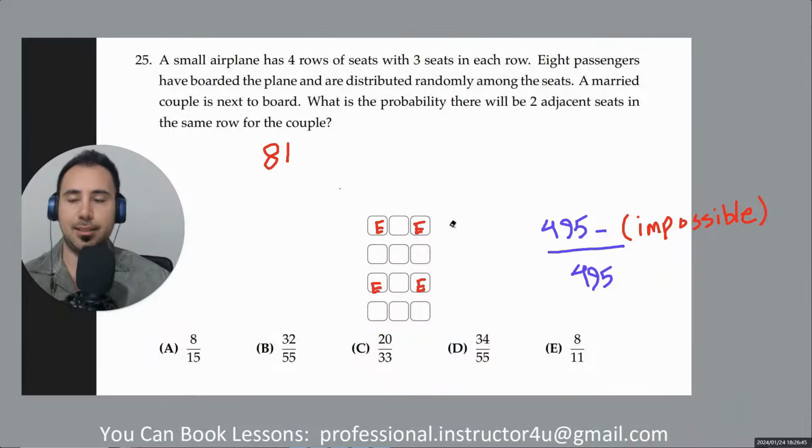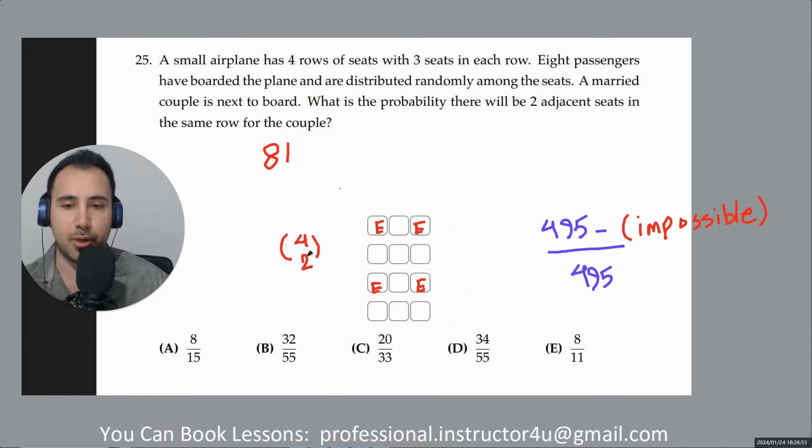so the couples cannot sit. Okay. So the next one will be combination of 4 and 2. Choosing 2 rows from 4 rows. 6. So minus 6.